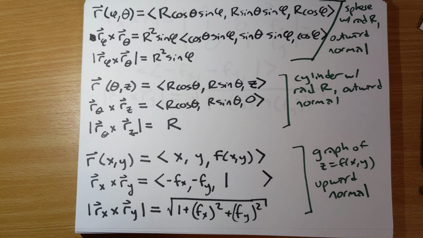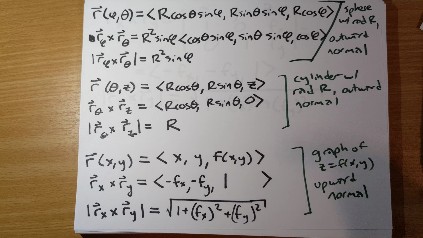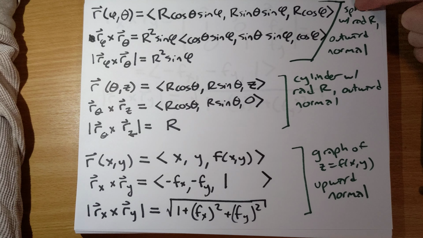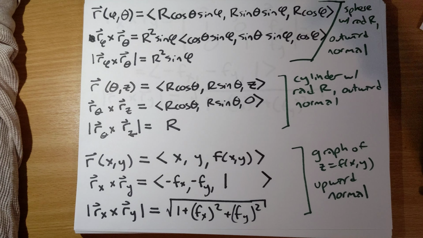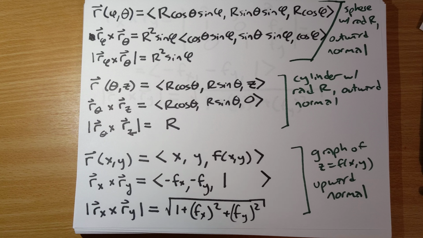So in this section and future sections, we're going to be using this sheet a lot because whenever we have a sphere of radius r, a cylinder of radius r, or the graph of a function, we can just refer to this sheet to very quickly write down the parameterization, the cross product, and the magnitude of the cross product. Whatever we need, we can get it very quickly from the sheet.